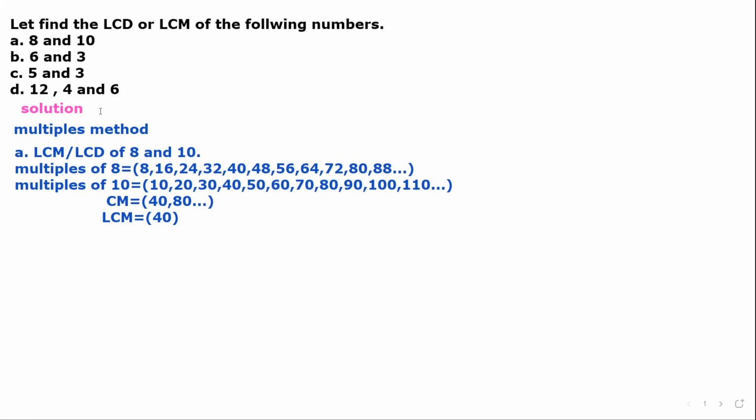Then we can also use the other method to find the LCM of 8 and 10. That one we call the prime factorization method. Okay, good. That one is to be solved on this side. Now you list the numbers, which are 8 and 10. Draw your nice table here.